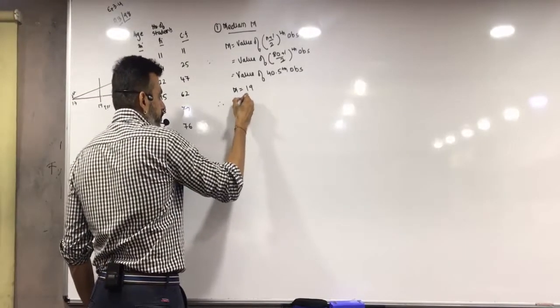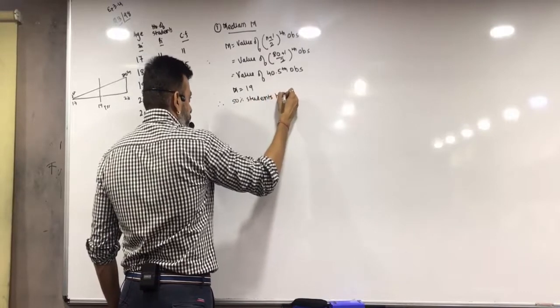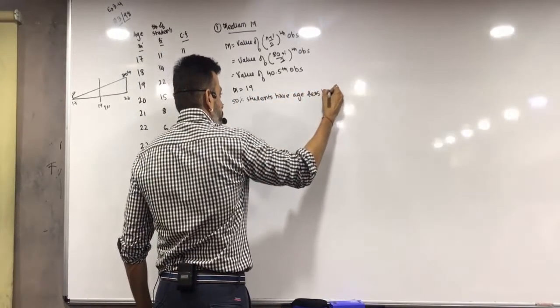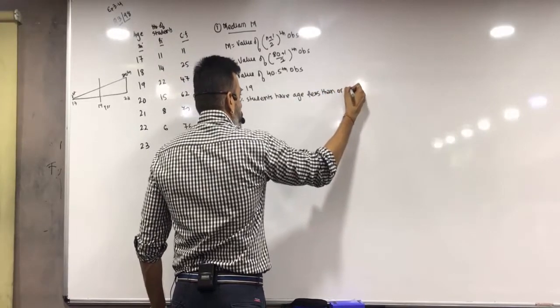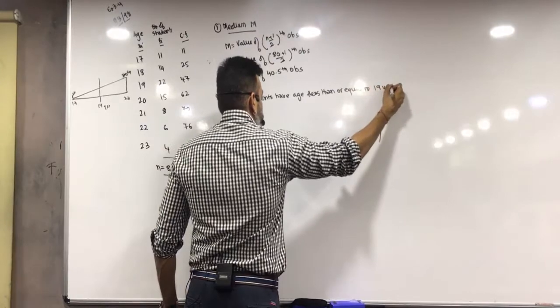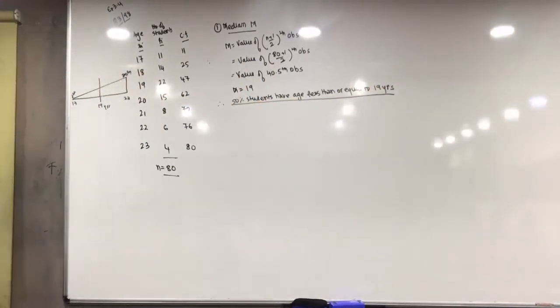Therefore, 50% of students have age less than or equal to 19 years. Don't forget the interpretation in the exam.